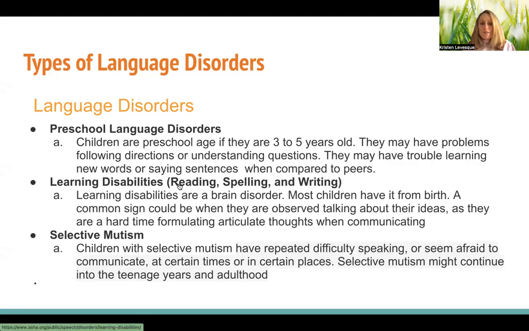It can also include learning disabilities, which could be reading, writing, and spelling disabilities. And this is a brain disorder. Most children do have this from birth. And a common sign could be when they're having a conversation and they have a really hard time formulating or articulating their thoughts when they're communicating with you. And this would be on a regular basis. And finally, it would be selective mutism. So this happens when kids have a repeated difficulty speaking or seem afraid to communicate in some places or different times. This can continue into teenage years or into adulthood.